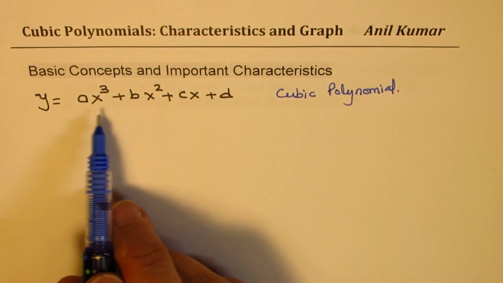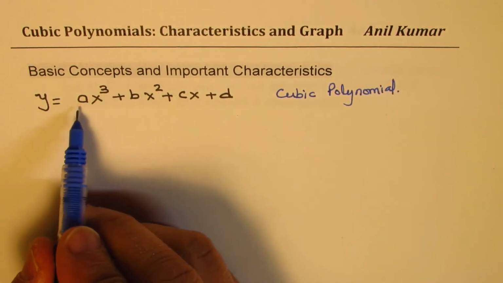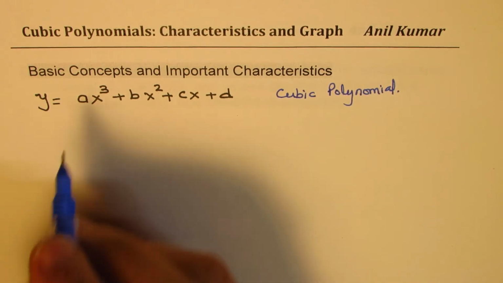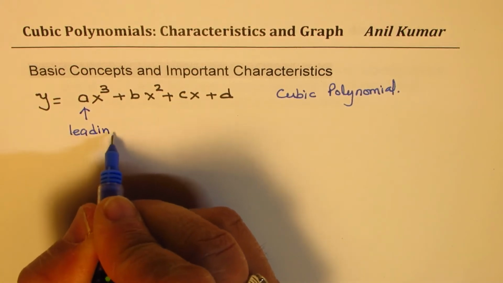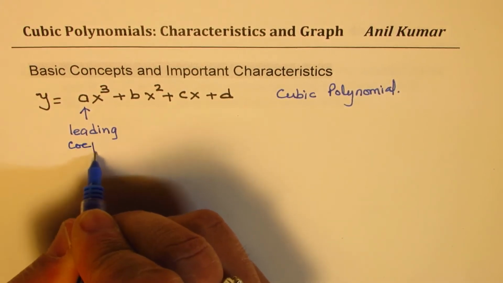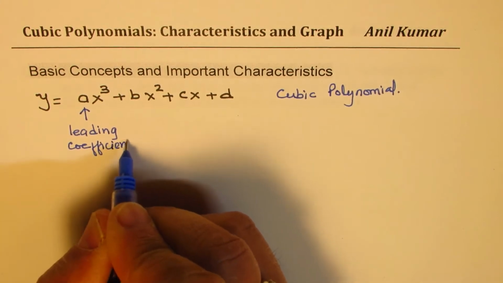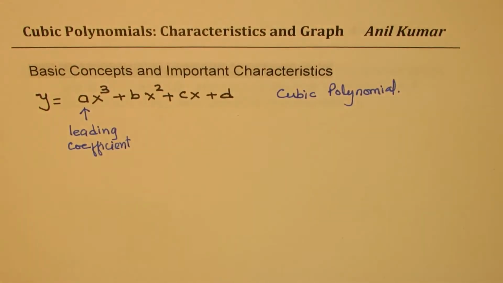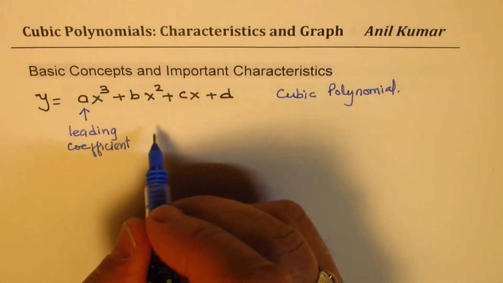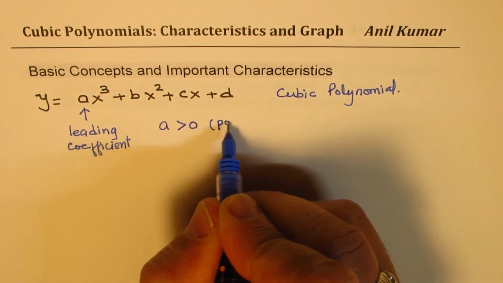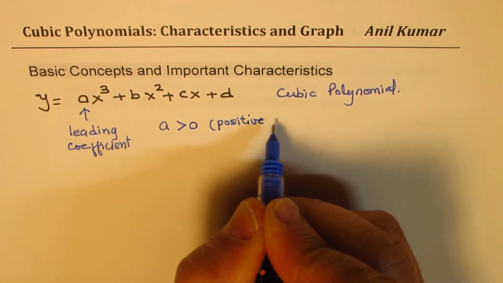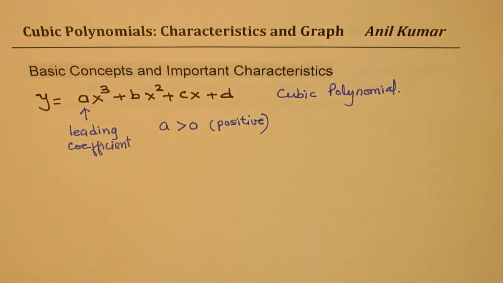All cubic polynomials may or may not have 4 terms, but a should not be 0, a could be 1. Now a is called the leading coefficient. A also decides the end behavior of this cubic polynomial. So if a is greater than 0, that means if it is positive, in that case the graph of the polynomial is right up.